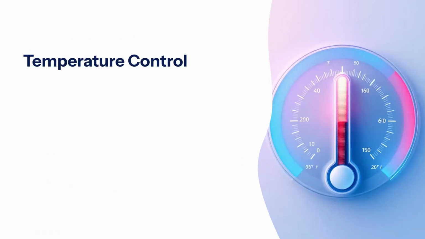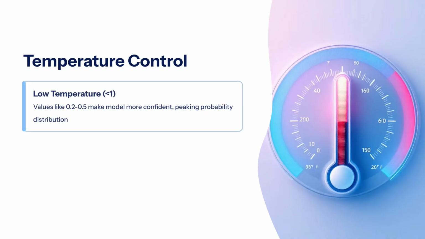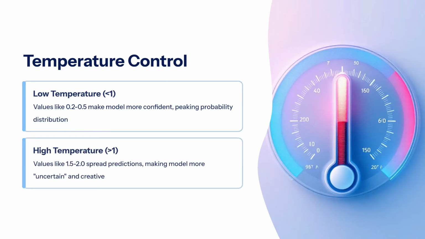Now let's go and understand the third inference parameter, temperature. Temperature adjusts the randomness or confidence level of the model's prediction by scaling the log probabilities. Higher temperature leads to more diverse but potentially nonsensical outputs, while lower temperature leads to more focused and predictable responses. Let's say we specify a low temperature value of 0.2 or 0.5. It makes the model more confident and peaks the probability distribution, whereas a high temperature value of greater than 1 makes the model predictions more spread out and uncertain.